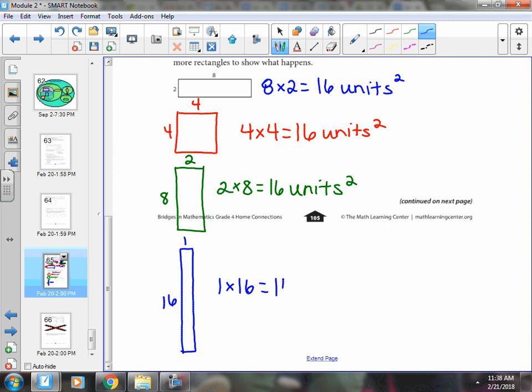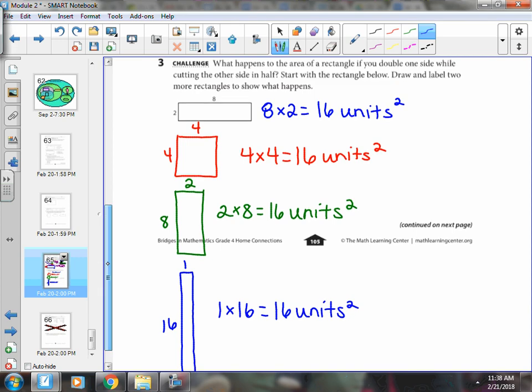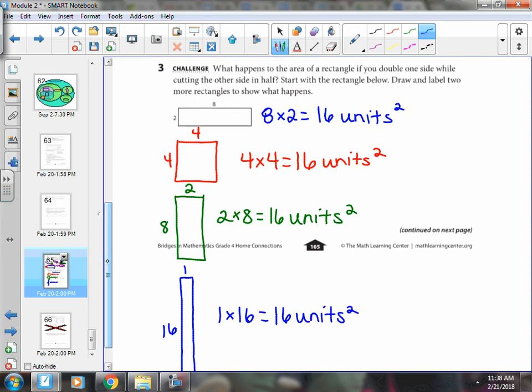You still get 16 square units. So this question is saying that if you double one side and cut the other side in half, the area stays the same. Okay? So you could have drawn similar rectangles as I did. You might have doubled a different side and cut the other side in half, but all of our answers should be pretty similar. So what happens? The area stays the same.